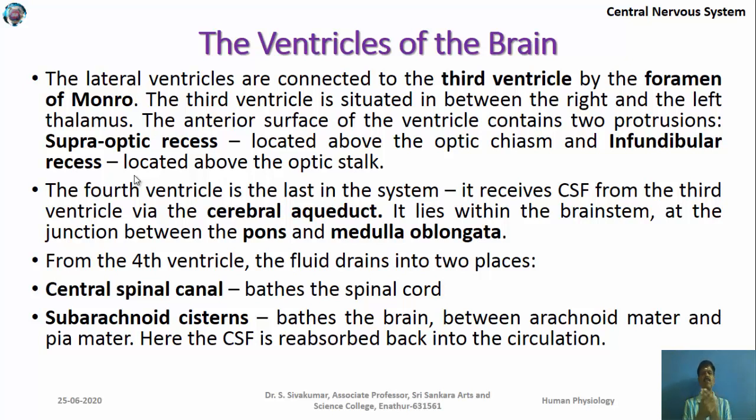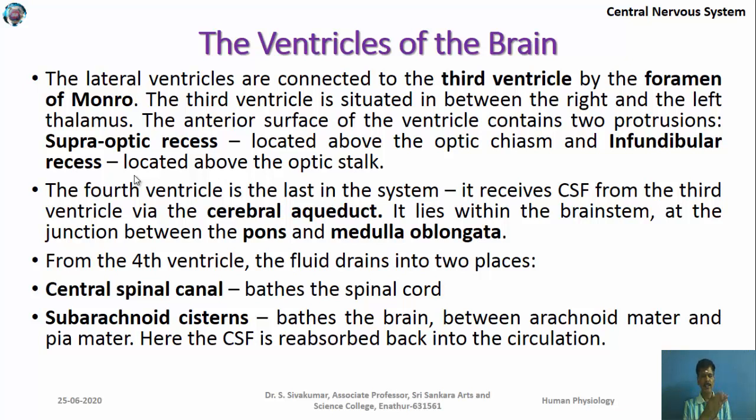The anterior surface of the ventricle contains two protrusions: the supraoptic recess, located above the optic chiasma, and the infundibular recess, which is located above the optic stalk. The fourth ventricle is the last in the system. It receives cerebrospinal fluid from the third ventricle via the cerebral aqueduct, the duct which connects the third and fourth ventricles.